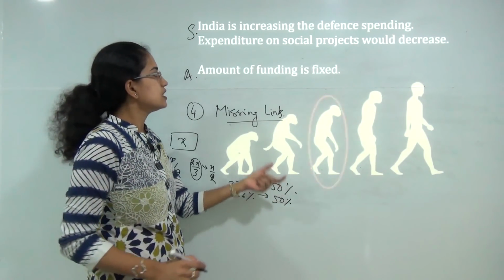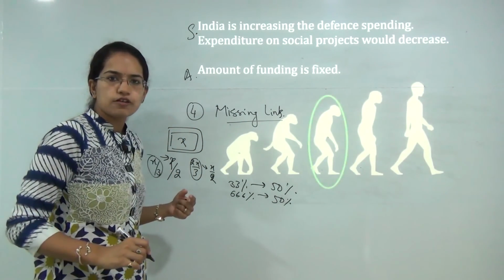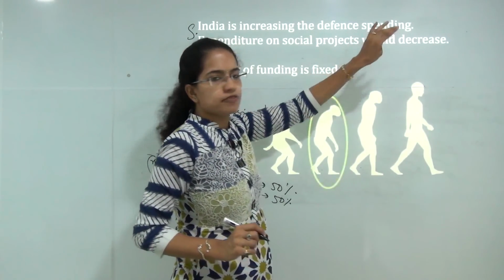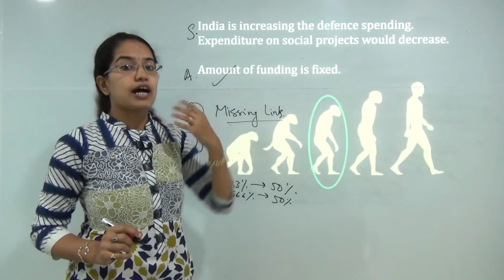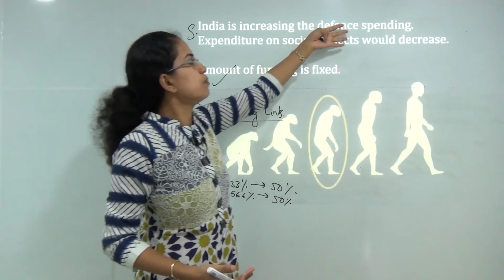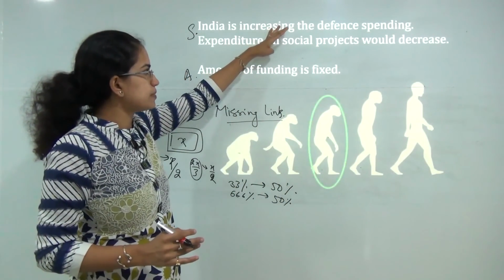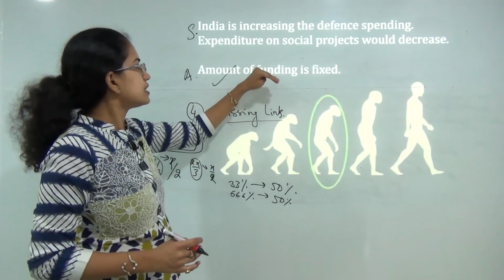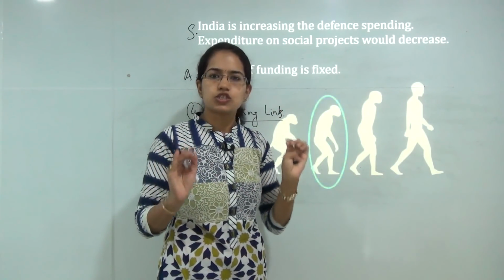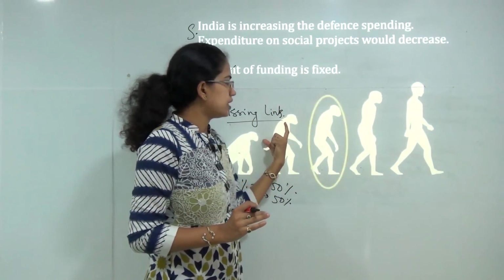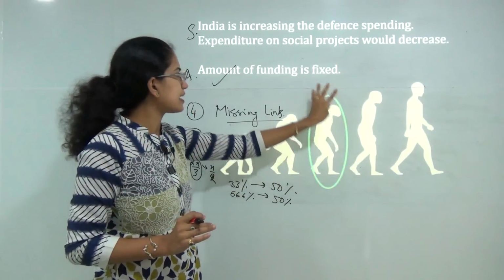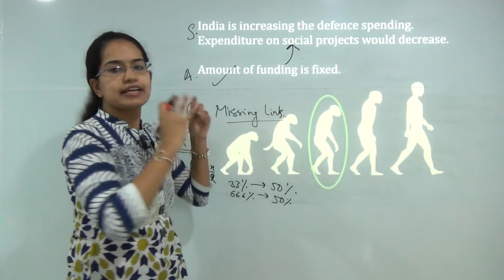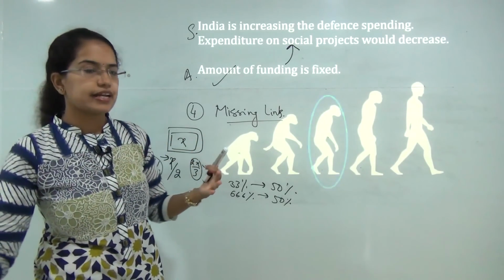The hidden assumption here is that the total amount of funds I have is constant or fixed. Only if this funding is fixed can I say I am increasing my defense expenditure at the cost of the social projects. Otherwise, it could have been true that both the spendings are increasing. But since the statement says the spending on one is increasing and the other is decreasing, I have a hidden assumption that the total amount of funding I have is constant. So the next important thing we try to understand is finding the missing link. This is the missing link. Only if we introduce this to the above given statements does it give a feeling of completion. That is how we find hidden assumptions.